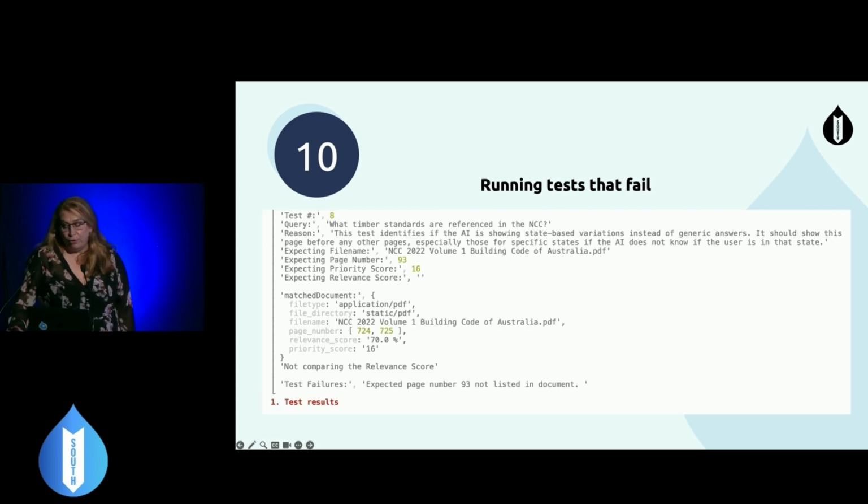In test number 8, though, the red text displayed a failure. The reason note and the test failure message are logged to the console for review. This test failed because even though the answer was correct, it was too specific. There was a better answer earlier in the document which should have been listed first.